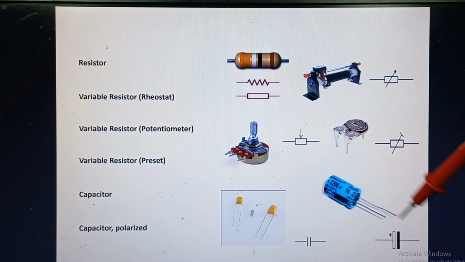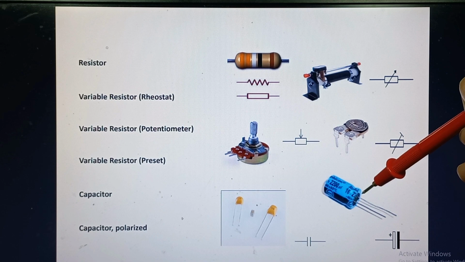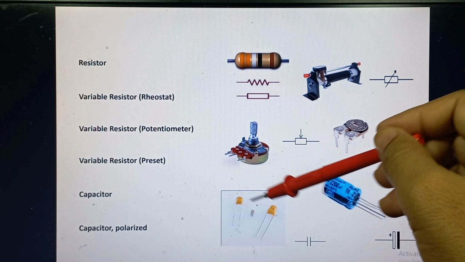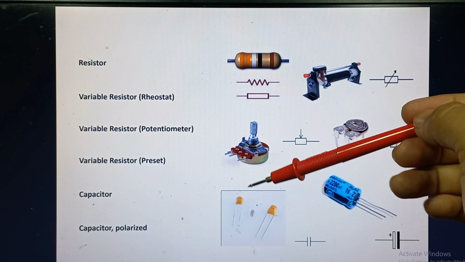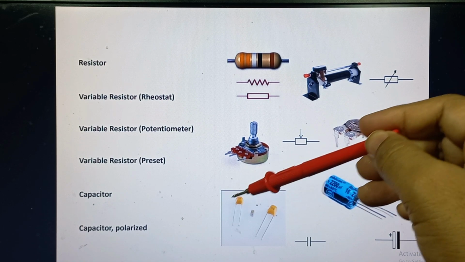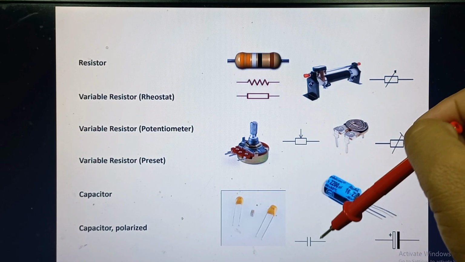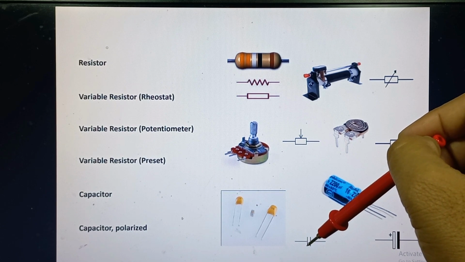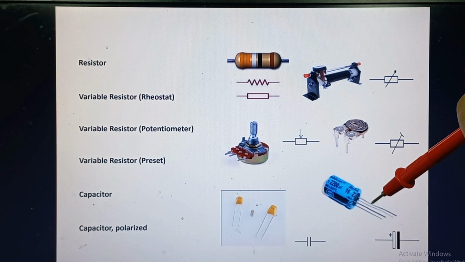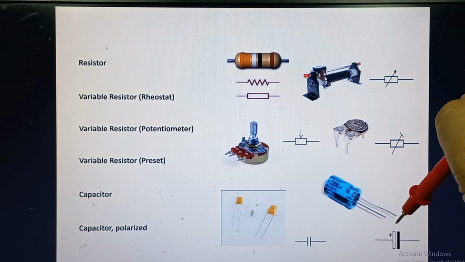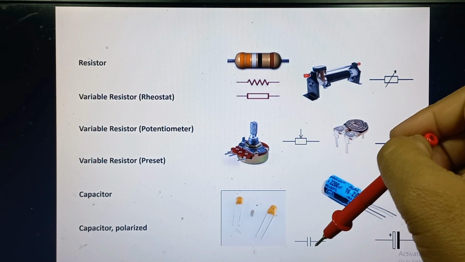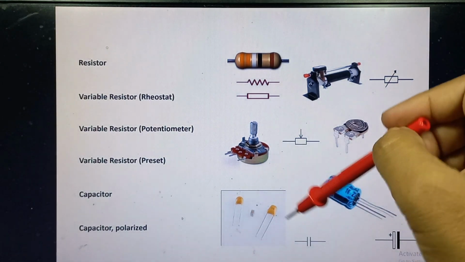An electrolyte capacitor symbolic representation is like this. It has positive and negative plates. The polarity is marked on it, whereas if these are the ceramic capacitors, they have no polarity, they are non-polar. Their symbolic representation is like this. This one is polarized capacitor, which has a polarity, and these are the non-polar capacitors which have no polarity.